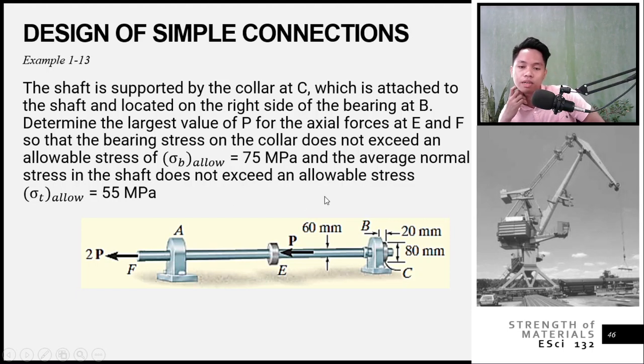Okay, so unsa may possible diri nga mahitabo? If this is collar. Okay. So, let me just copy the given para magdungan tag-solve while I'm figuring out kung saan siya pag-solve. How are we going to design this system?